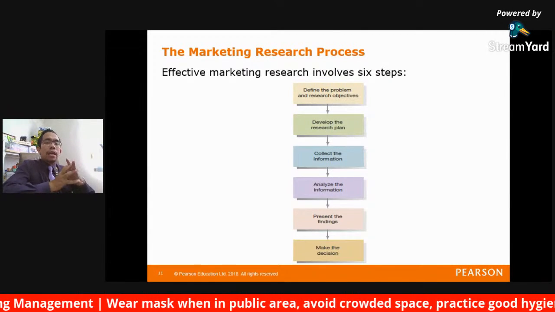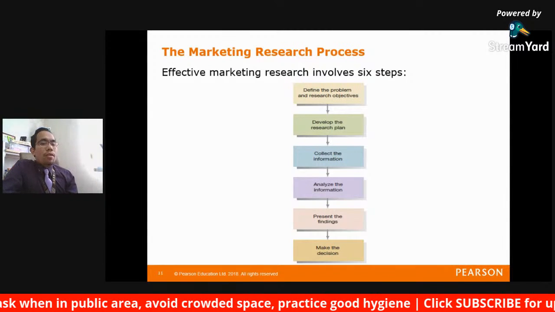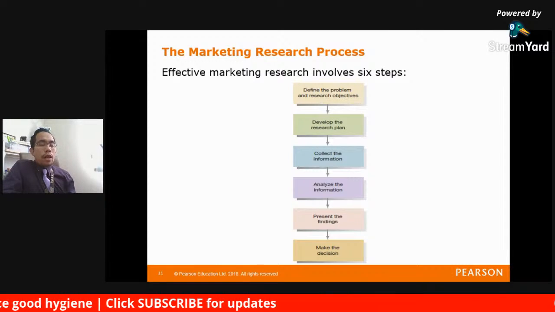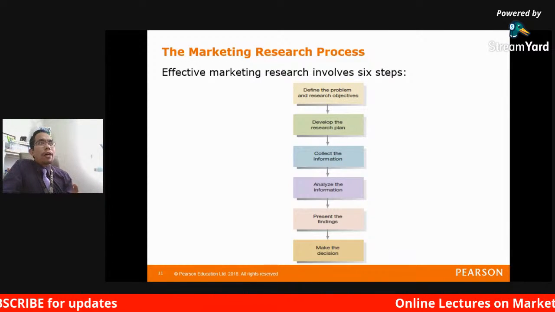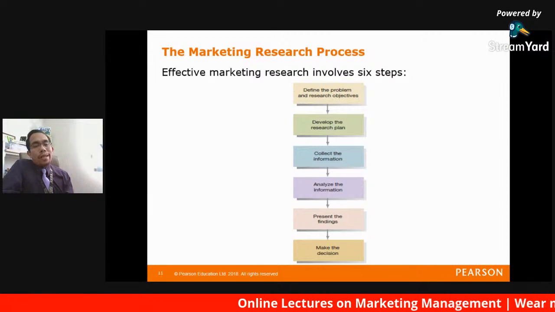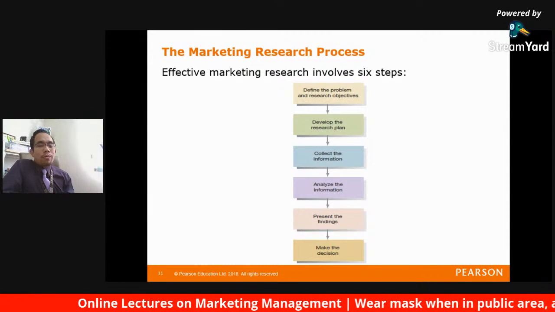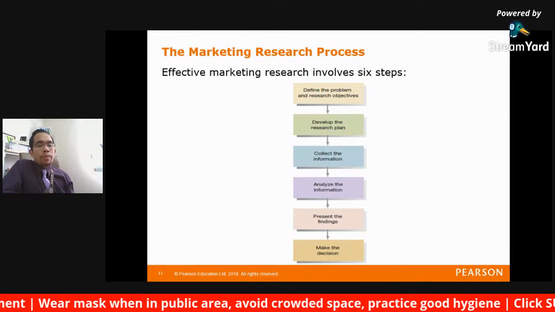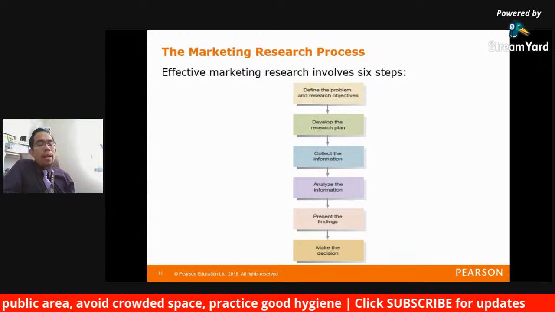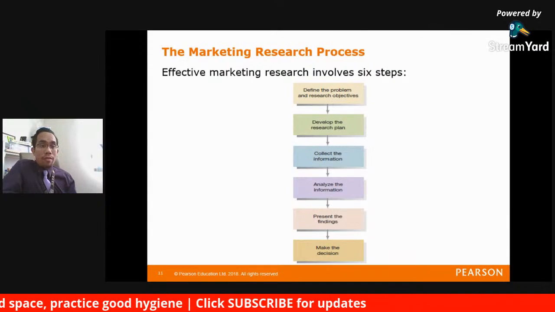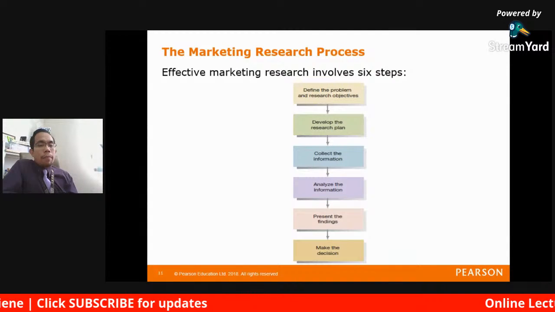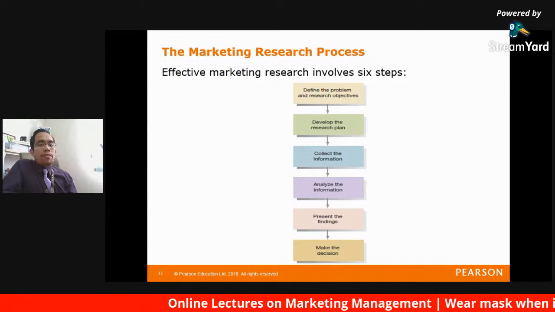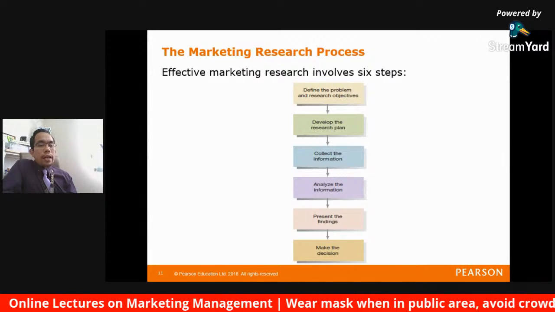So marketing research requires 6 steps, starting with problem definition. You need to have a problem. What do you want to find? What do you want to know? Because of that, you will come up with the approach, the design, collect data, interpret, and summarize for action. So define the problem, define your objective, develop the research plan, collect the information, analyze.